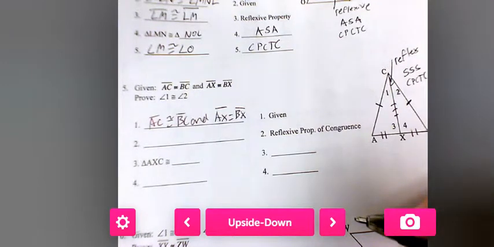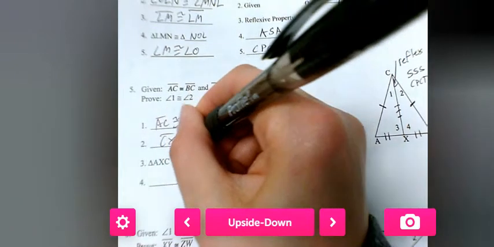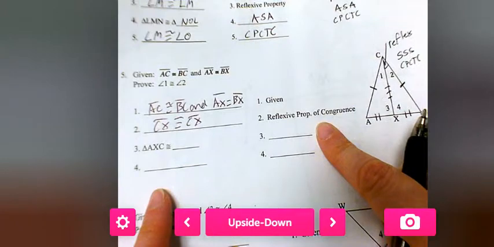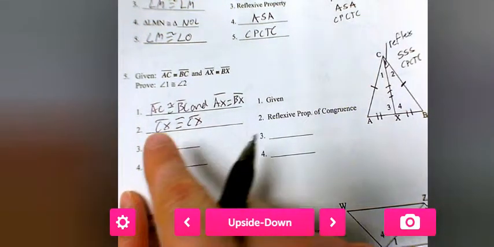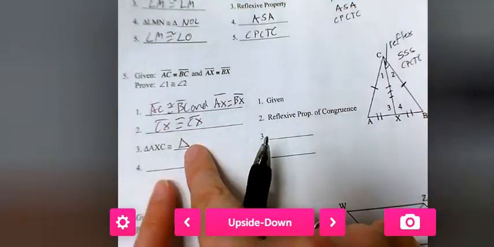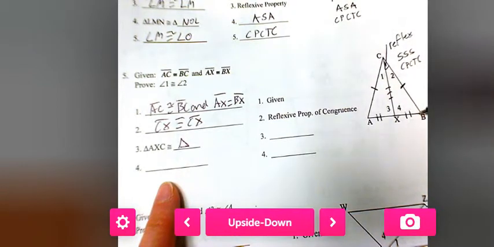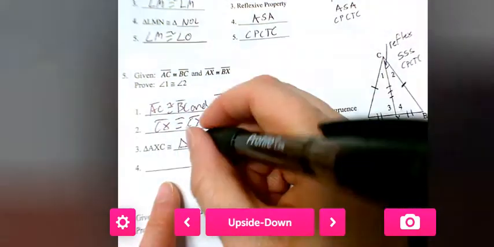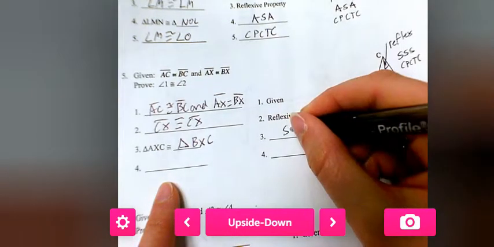Okay, we know CX is congruent to CX. That's the reflexive property. Now I've gotten this question a couple times. I've got triangle AXC. Does it matter what letters I do for the other triangle? Yes, they have to match. So B matches with A, so I'm going to put that next. X and X match, they're congruent to each other, and C match. So you have to do it in that order. And this is side, side, side.